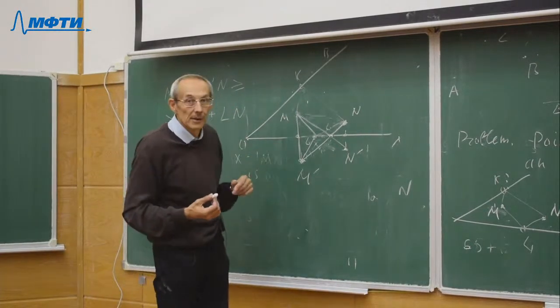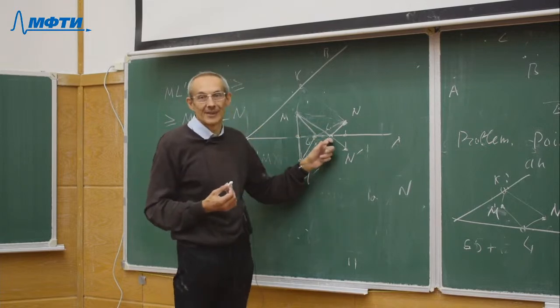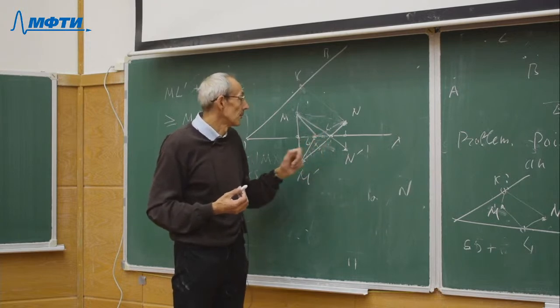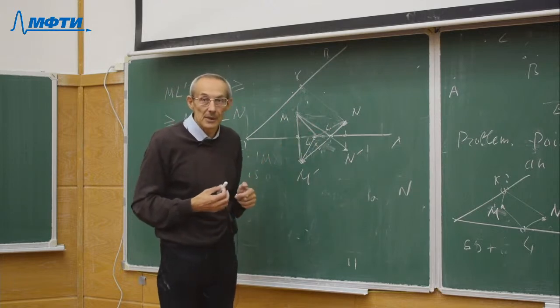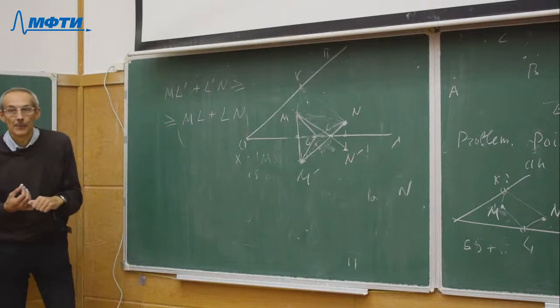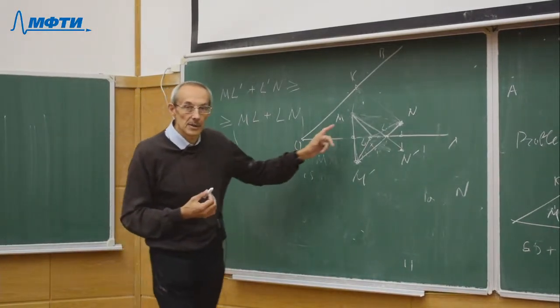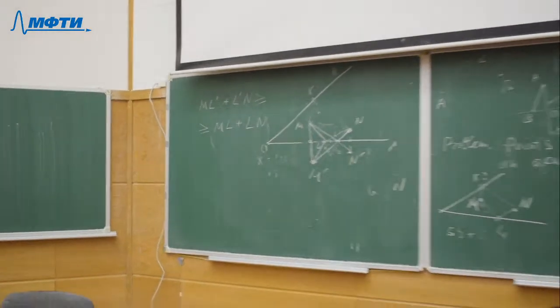Okay, we found the position for L such that the sum of distances is smallest. I understand the proof. Yes. Let's continue.